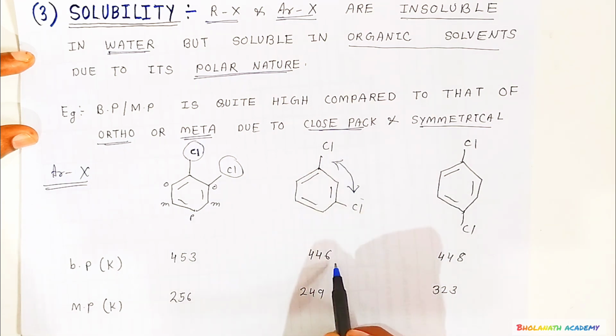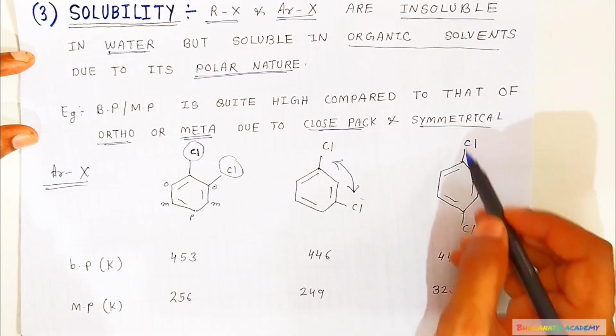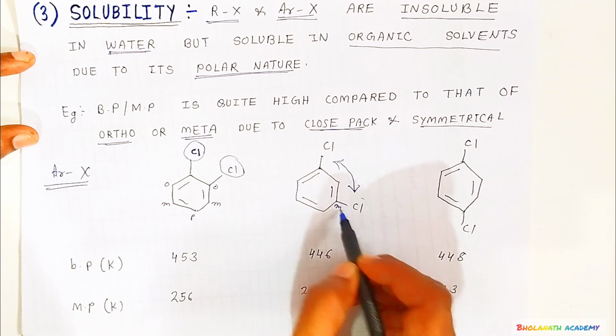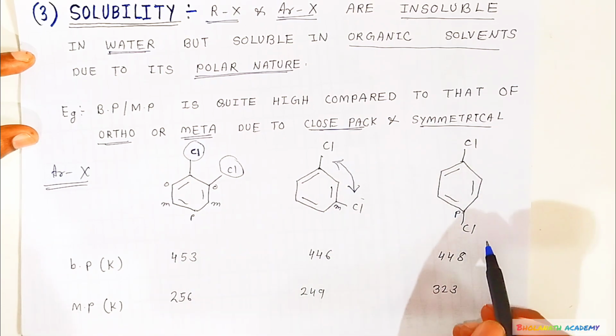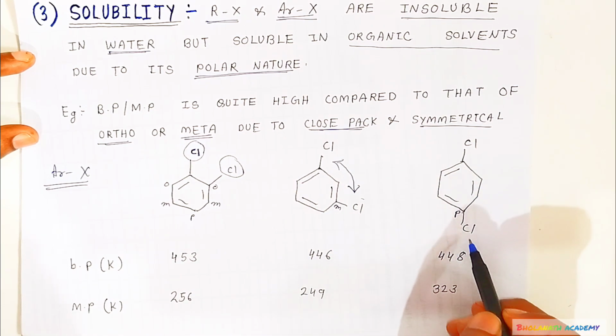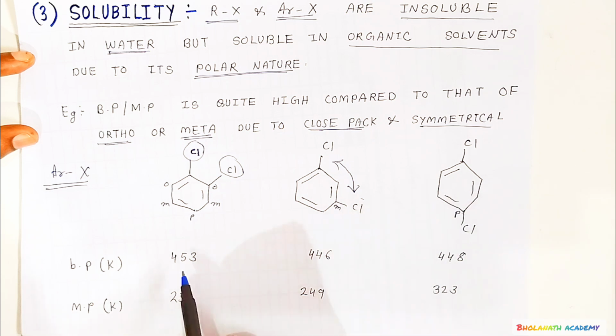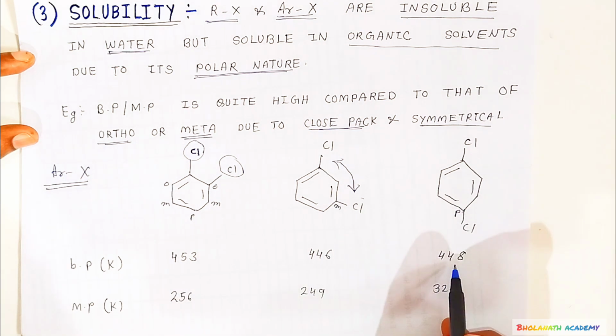See the number, students, 446. Here the chlorine is in the opposite direction. This is at the meta position, this is at the para position. Understanding, students? So para-dichlorobenzene is having 448. See the numbers, students: 453, 446, 448.